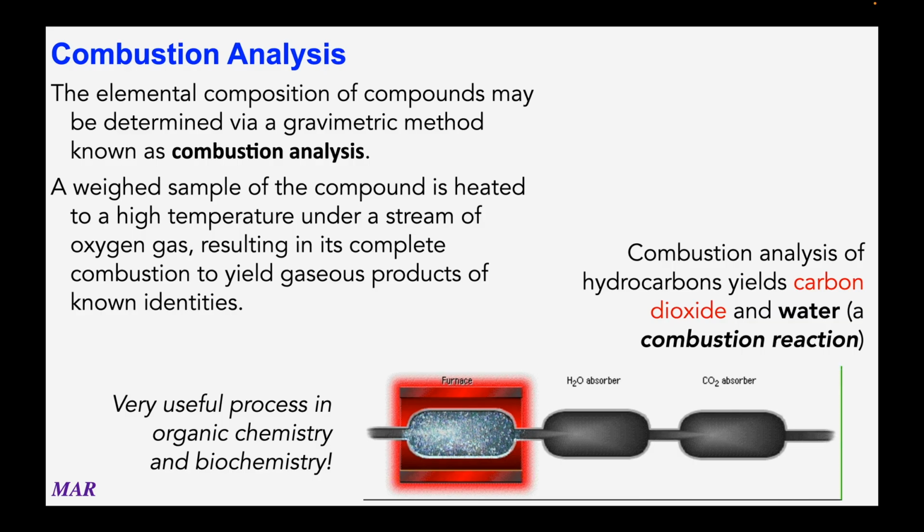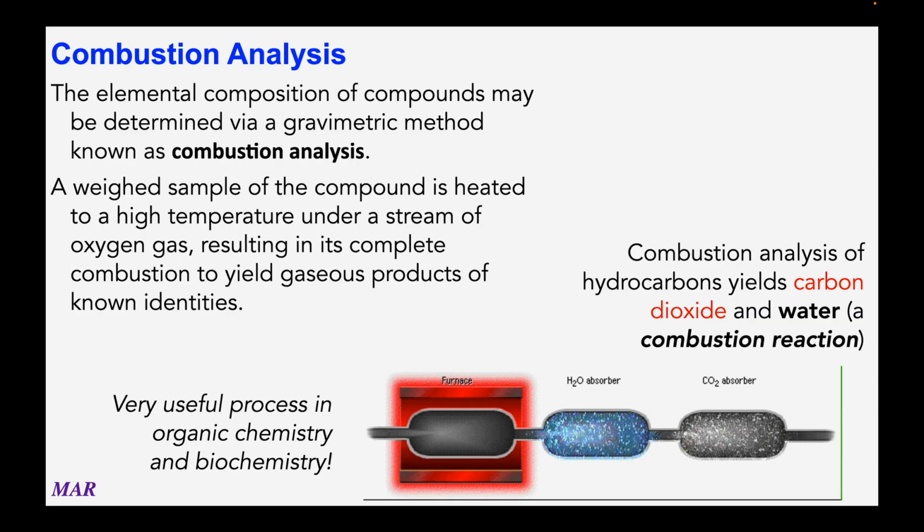The water, represented as blue speckles, is trapped in one chamber, and the carbon dioxide, represented by white speckles, is trapped in a separate chamber. The mass gain of each chamber can be used to calculate the empirical formula of the compound. The chambers are kind of cool. First of all, the first chamber only absorbs water, and they have special materials that will do that. And the second material only absorbs CO2.